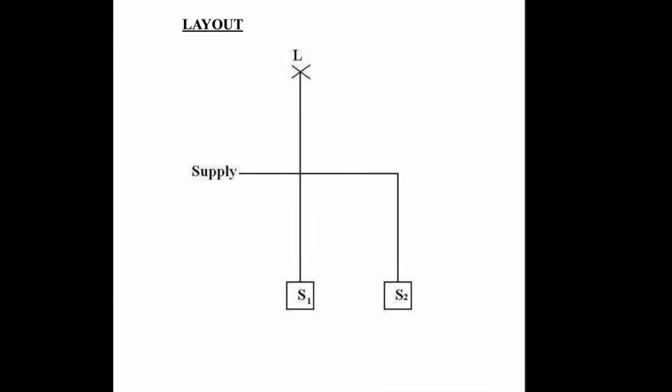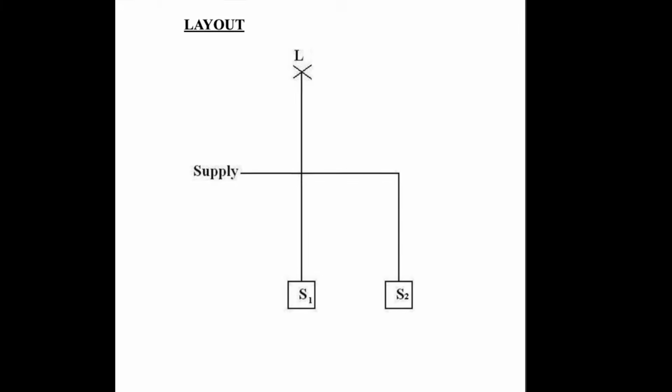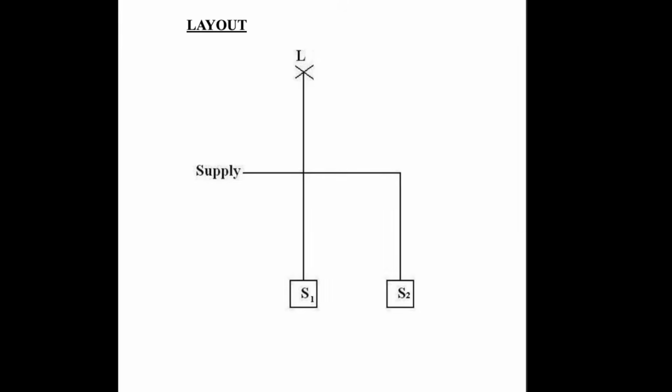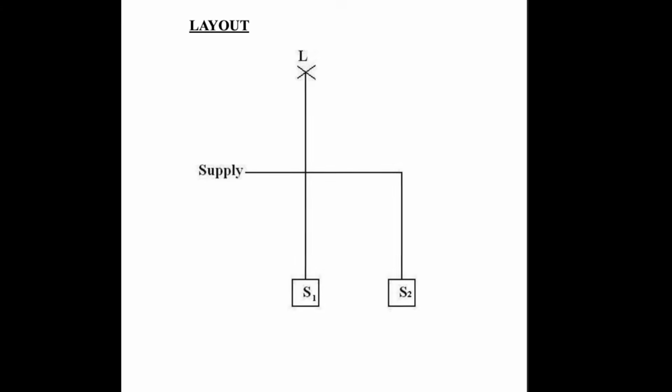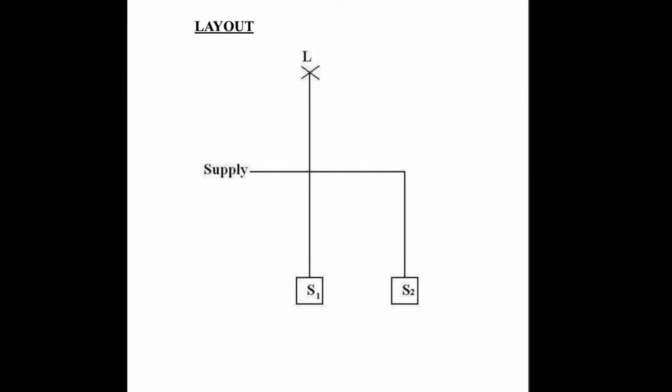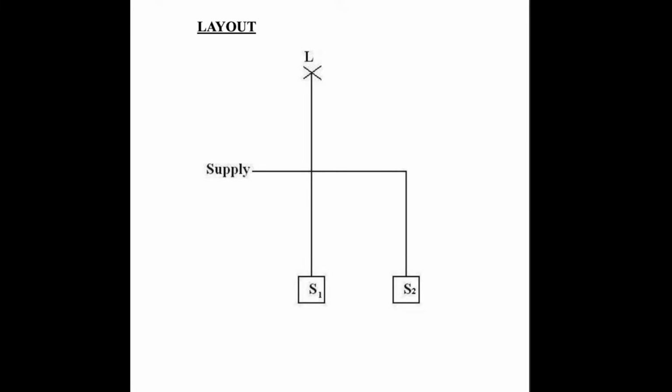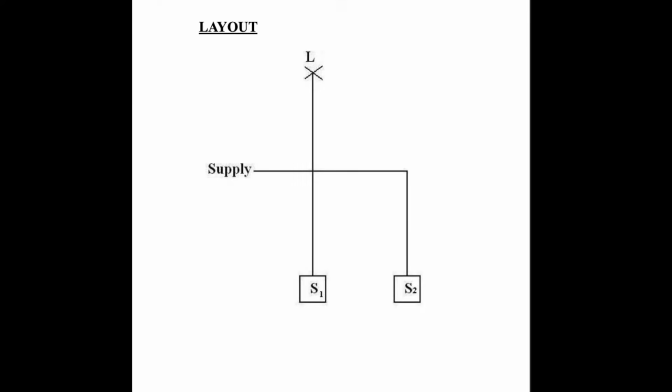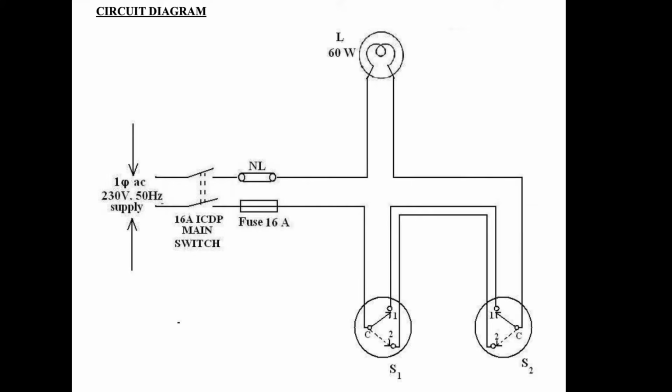Now you can see the layout diagram here. You have the lamp. To the lamp, you have two switches connected. Then you have the supply. All are placed equidistant. This is the way you need to assemble them on the board, and this is the layout of the staircase wiring.